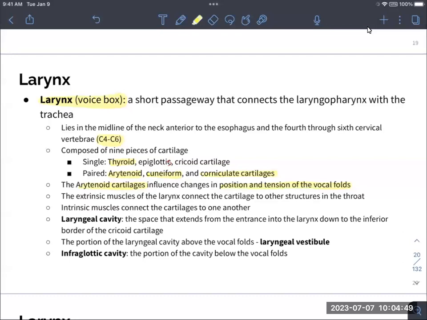We have extrinsic and intrinsic muscles within this larynx that are, again, going to help your voice. They change the tension and position of your vocal cords for different sounds, different volumes.